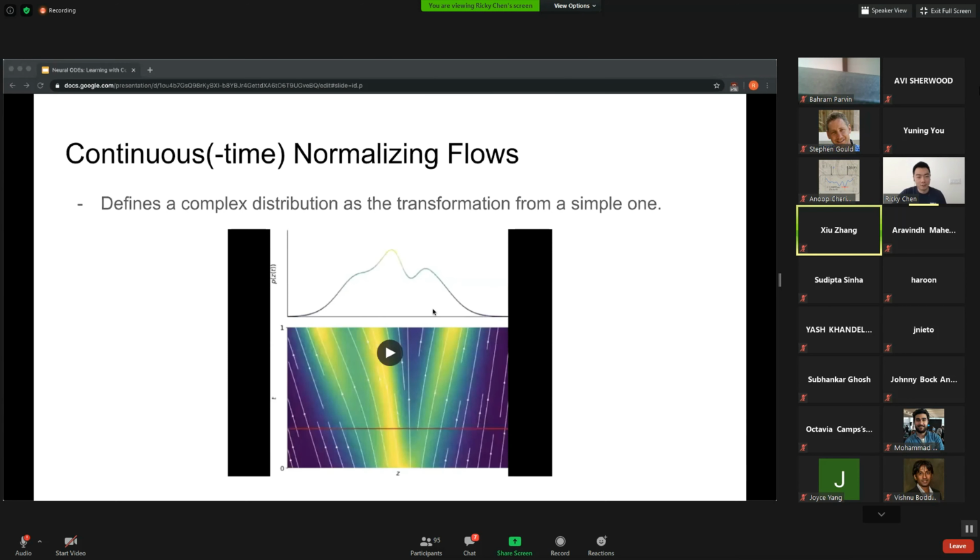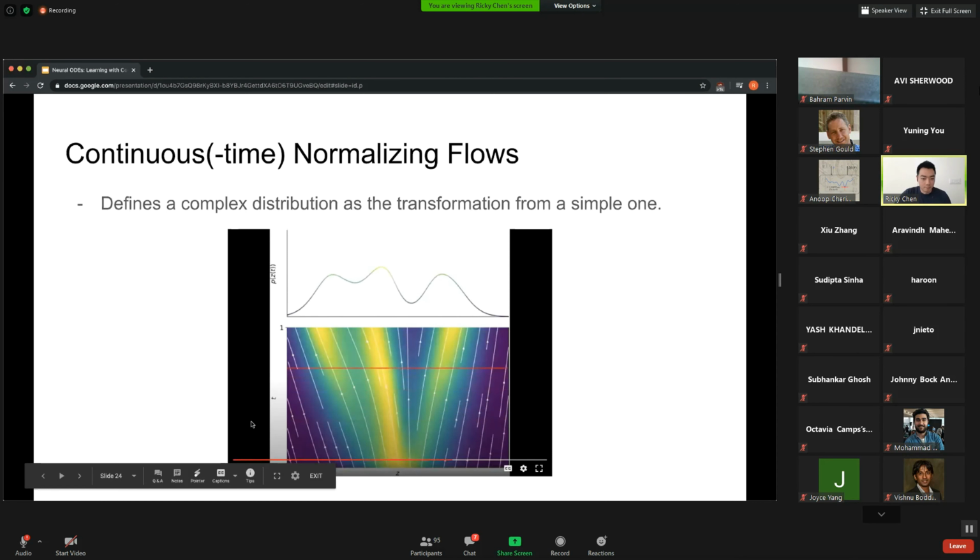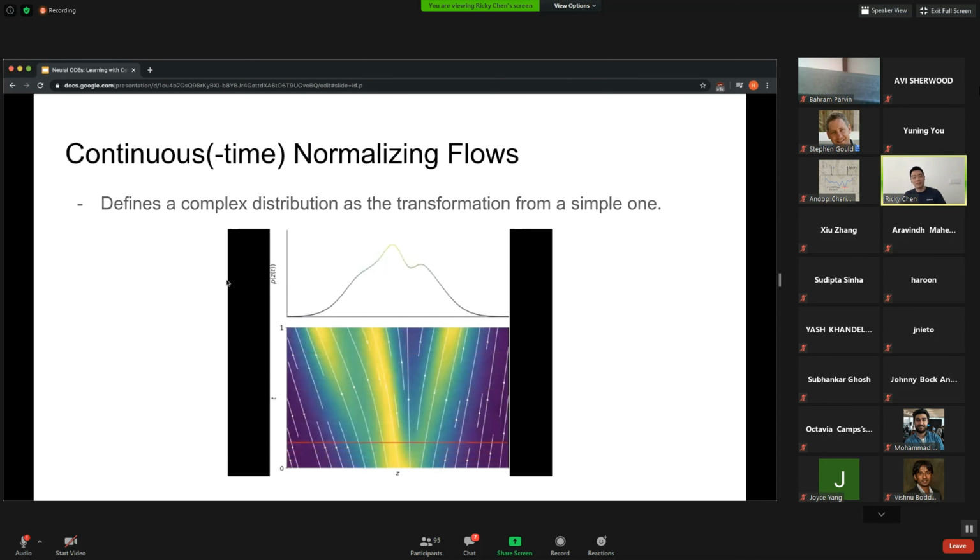So instead of a crude drawing, let's see if this works. Oh, there we go. Okay. Right. So this is my crude drawing. This is a neat GIF that was created by Jesse, who co-authored the neural ODEs paper.